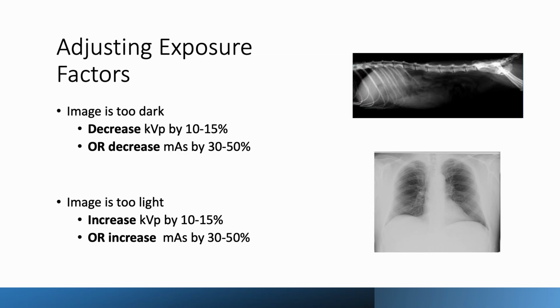So sometimes we're asked to adjust the exposure factors if our first image doesn't look the way we want it to. So if our first image is too dark or overexposed, we can fix that in 2 ways. We can either decrease the KVP by 10 to 15%, or we can decrease the MAS by 30 to 50%. Remember, both of those impact density. KVP changes are always 10 to 15%, and MA changes are always 30 to 50%. So the percent change goes with the setting that it refers to.